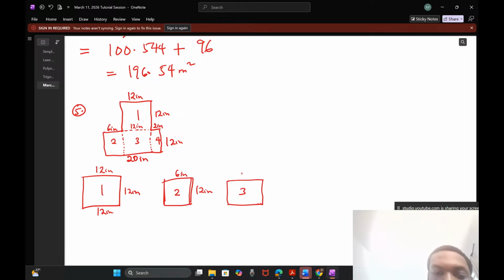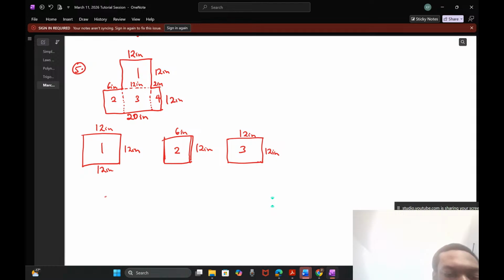The top is 12 inches. The side is also 12 inches. So this one is definitely a square. For shape number 4, this one is more like a tiny rectangle. So this is 2 inches, 12 inches. Okay.